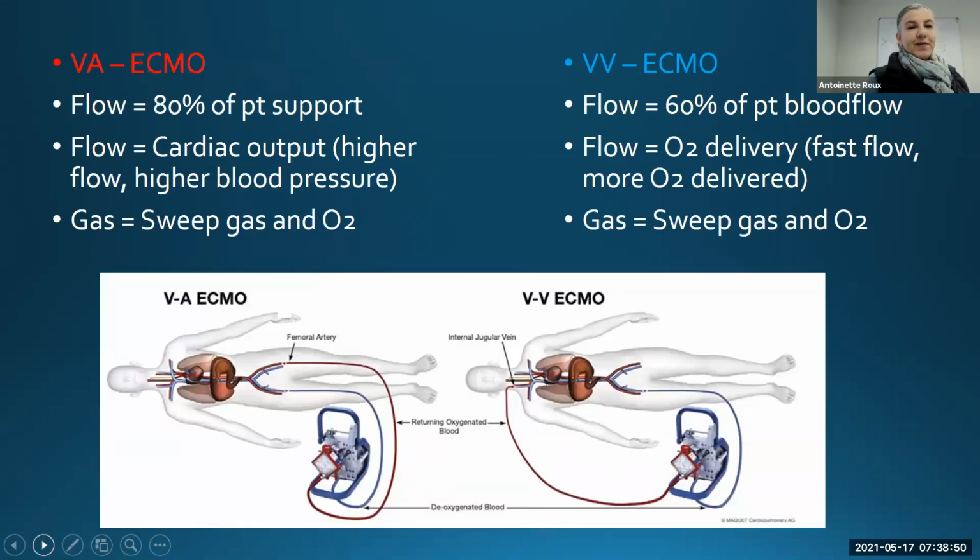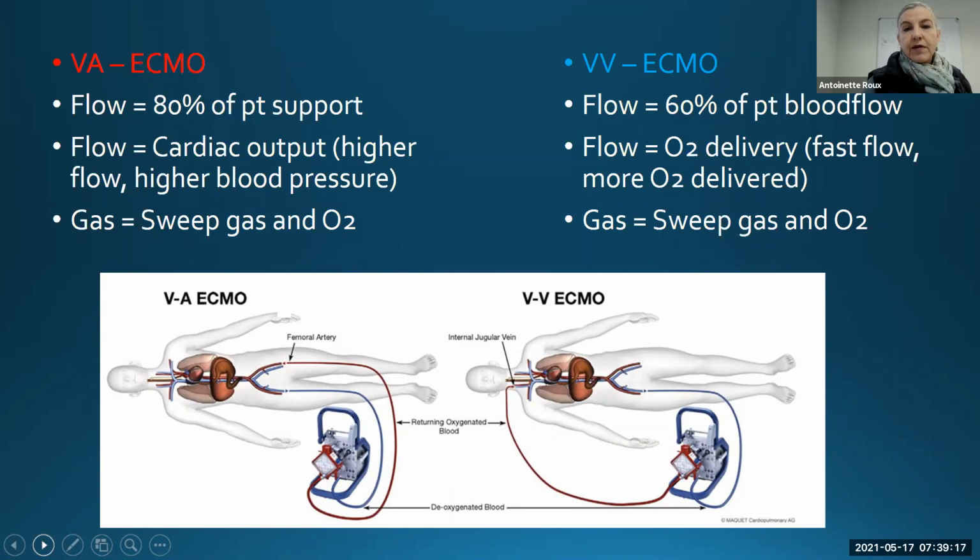So just to recap, VA ECMO, we take care of 80% of the blood flow. So it's blood flow dependent. The cardiac output will become higher and the blood pressure will improve. And we take care of the gases and we can still manage our gas supply with sweep gas and the oxygen that we give. So you'll see that it is for heart and lung support.